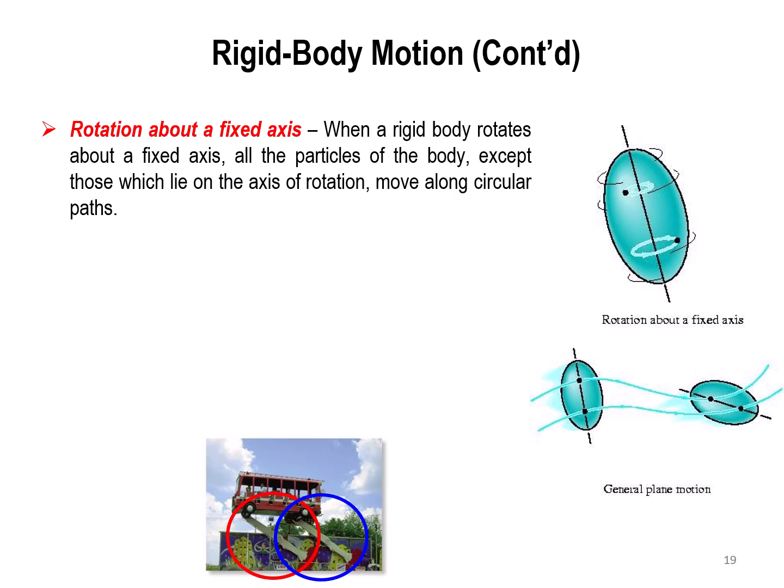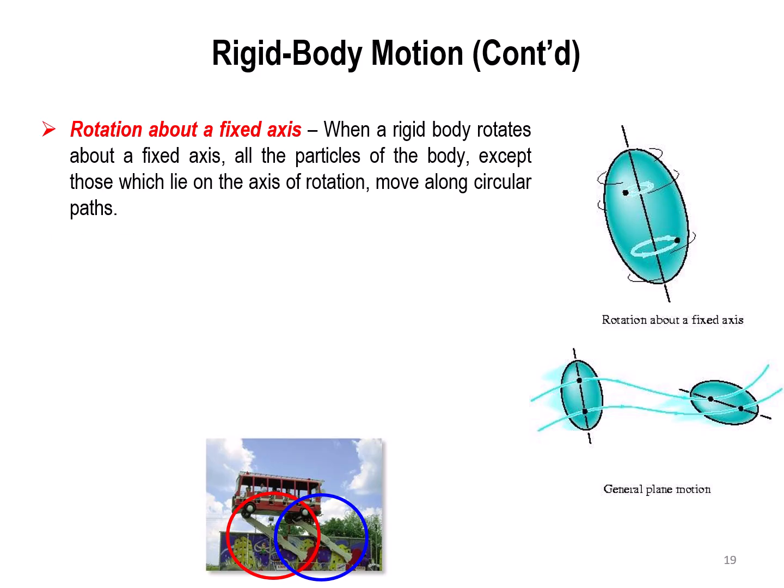In addition to translation, we can have rotation about a fixed axis. That happens when the rigid body rotates about a fixed axis. All the particles of the body, except those that lie on the axis itself, move along circular paths. This is the body, and it has multiple particles. Some of the particles are along the line of rotation, so they are not rotating. But anything away from that by a certain radius is considered to be rotating around a fixed axis.